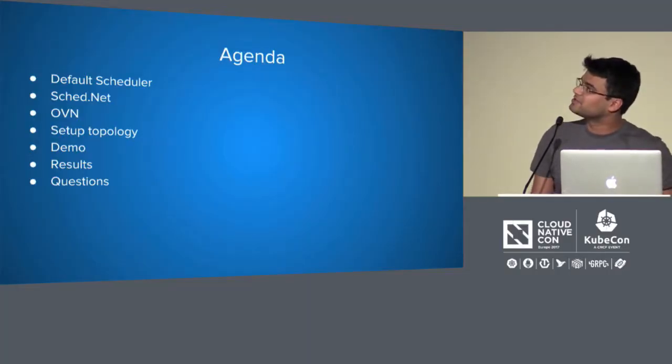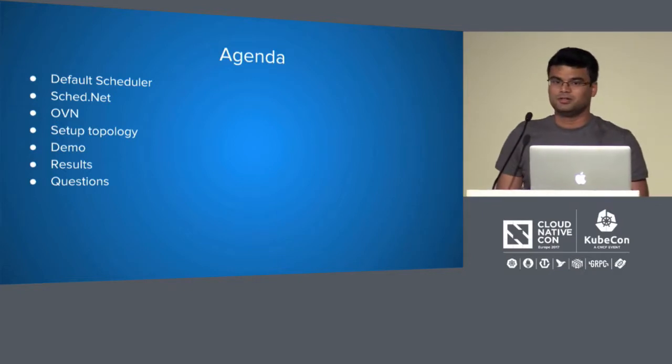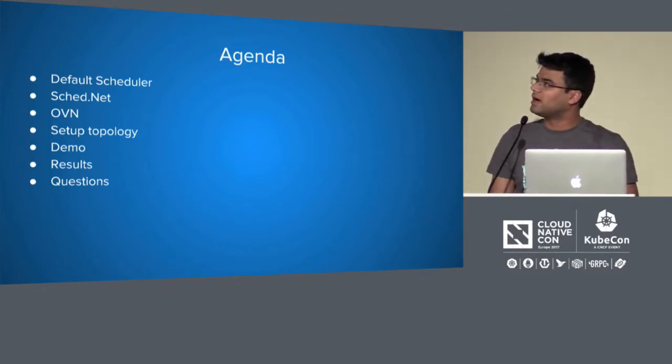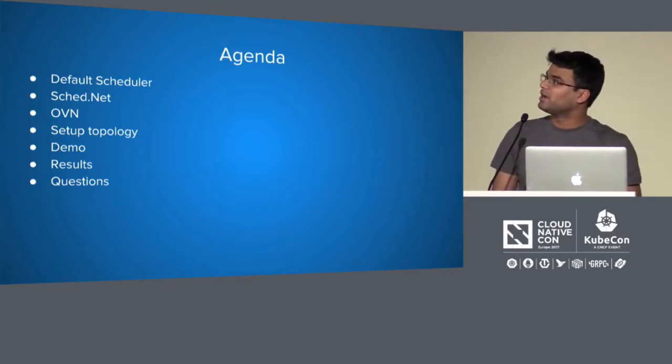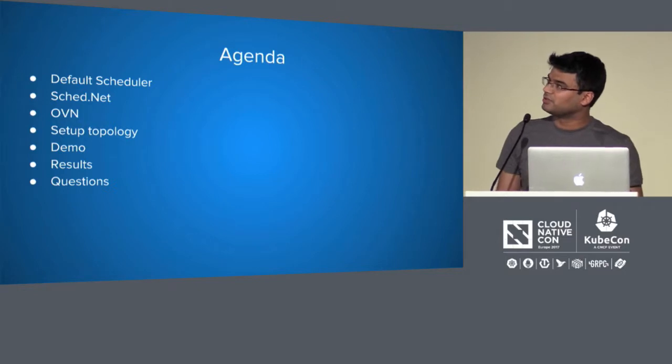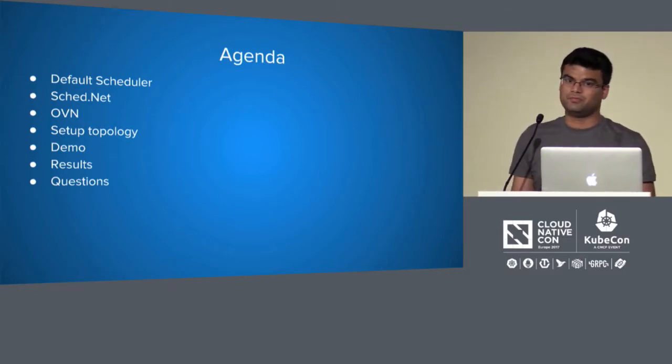During the next 30 minutes, this is how we have structured the talk. First, we are going to talk about the default scheduler in Kubernetes. We are going to show how it works, what its drawbacks are, and how you can improve upon it. Thereafter, we would discuss our network-aware scheduler, which we call SchedNet. We'll talk a little bit about OVN, since that's the component that we use to provide networking to the Kubernetes containers. Then we'll talk about the setup topology, followed by a demo, and then we'll discuss the results.